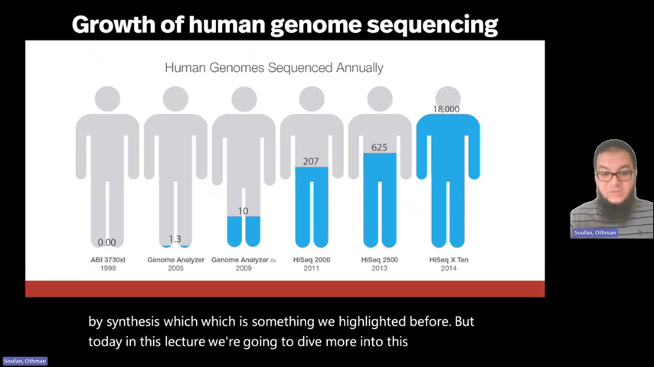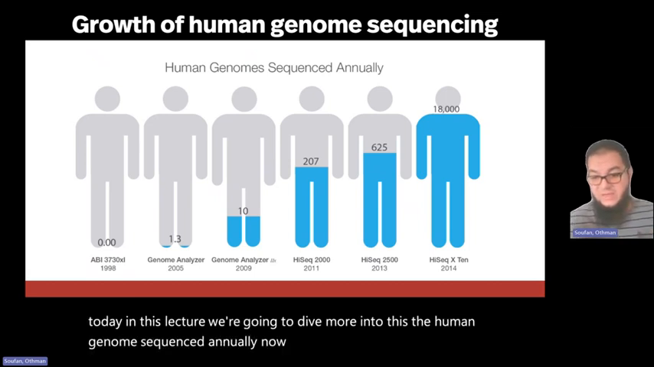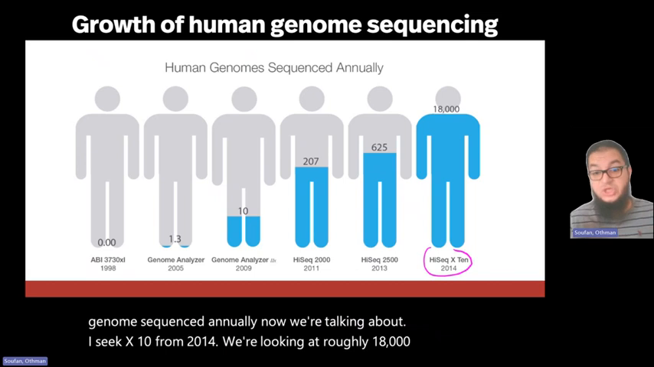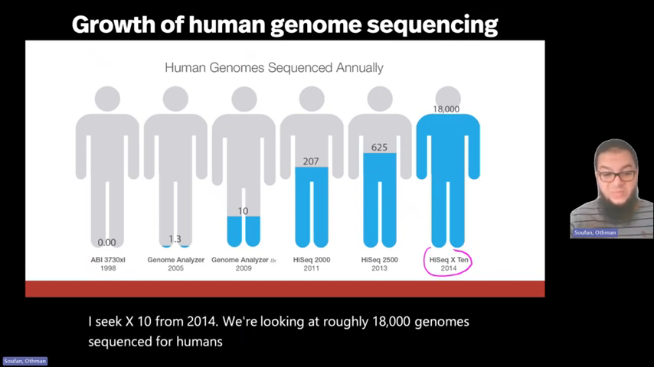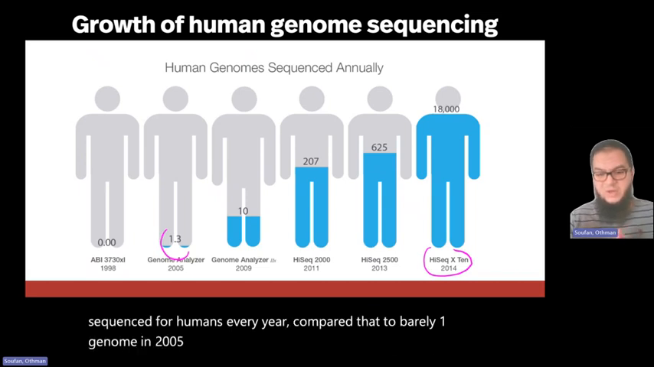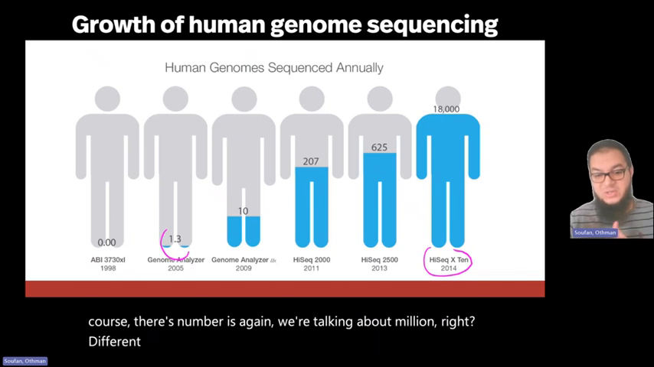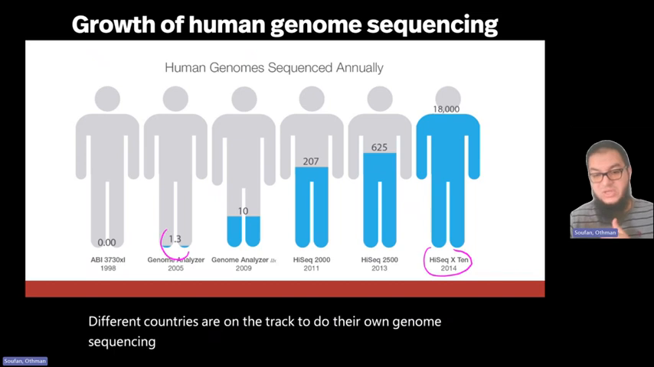The human genome sequenced annually, now we're talking about HiSeq X10 from 2014. We're looking at roughly 18,000 genomes sequenced for humans every year. Compare that to barely one genome in 2005. So in a matter of 10 years, and nowadays, of course, we're talking about millions, right? Different countries are on track to do their own genome sequencing, genome centers.